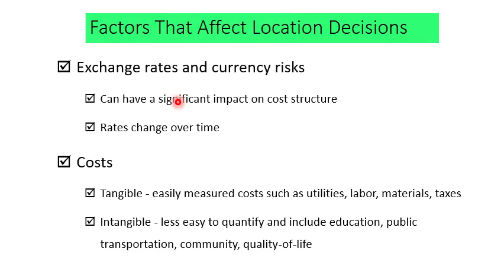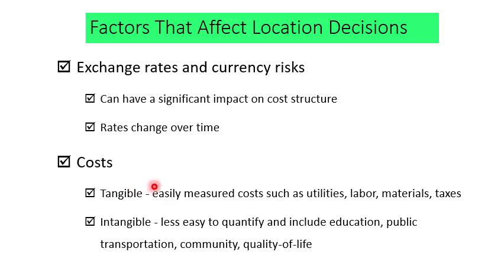And the other is exchange rates and currency risks. This can also have significant impact on our cost structures. If the currency is unstable, if it is less stable, there may be a risk on our cost structure. Rates change over time. So if the rate of change is frequently increasing or decreasing, or in short, if it is an unstable rate of change, we give lower points.